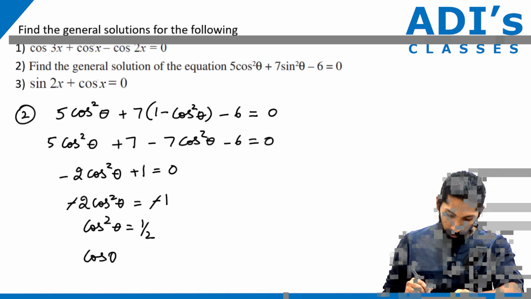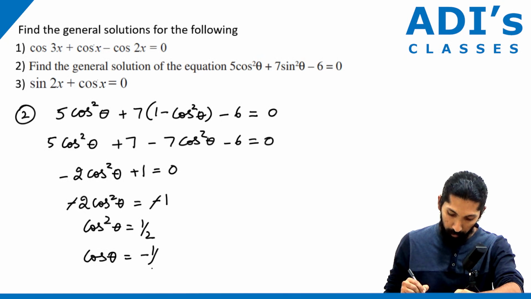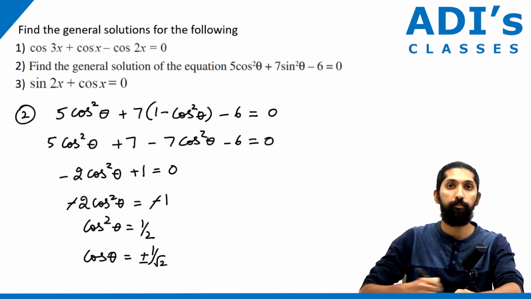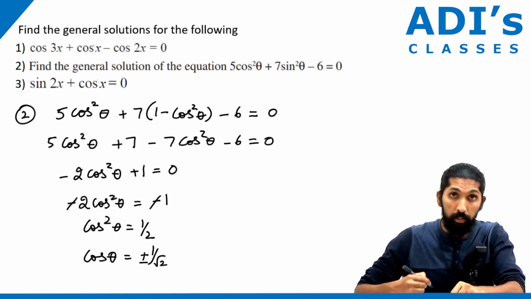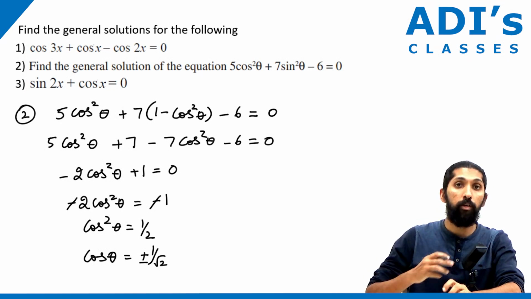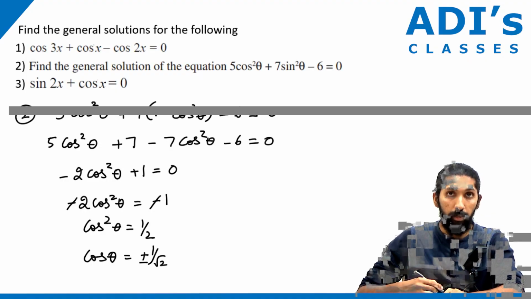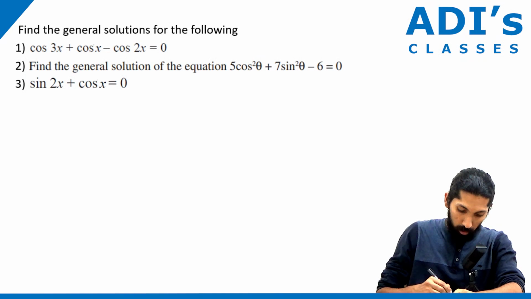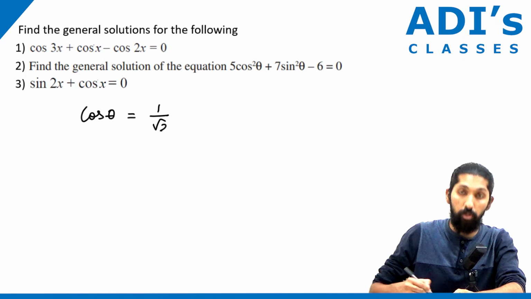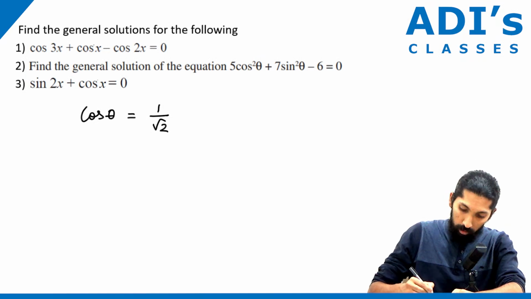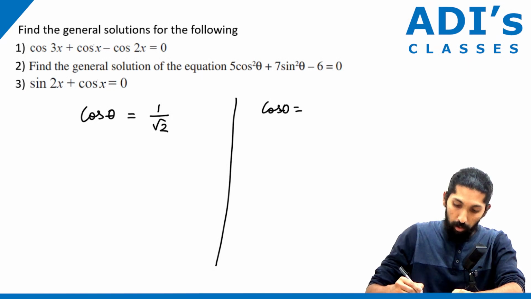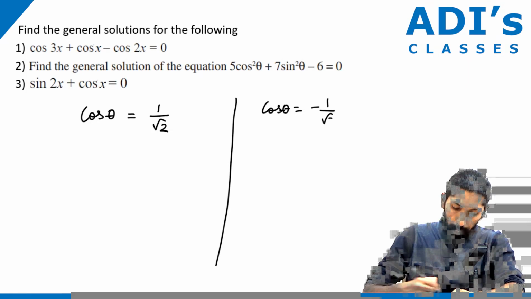Cos theta is equal to plus or minus 1 by root 2. So we have two values here. Again, we are going to split this into two parts. All right. See, we have cos theta is equal to 1 by root 2. This is one case. Or the second case is cos theta is equal to minus 1 by root 2.